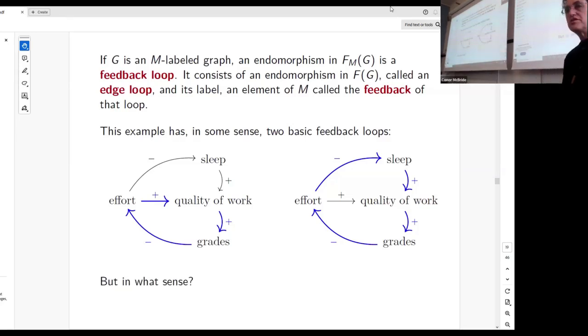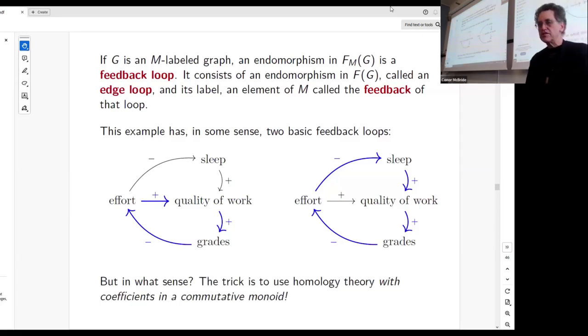So in what sense are these the two basic feedback loops? Well, somewhat to my surprise, as I began thinking about this, it turns out that homology theory is the right answer. Well, homology theory is the study of things like loops and holes in spaces. So it's not so surprising, at least if you've studied some topology, that homology theory would be useful for taking these pictures and finding the loops in them.